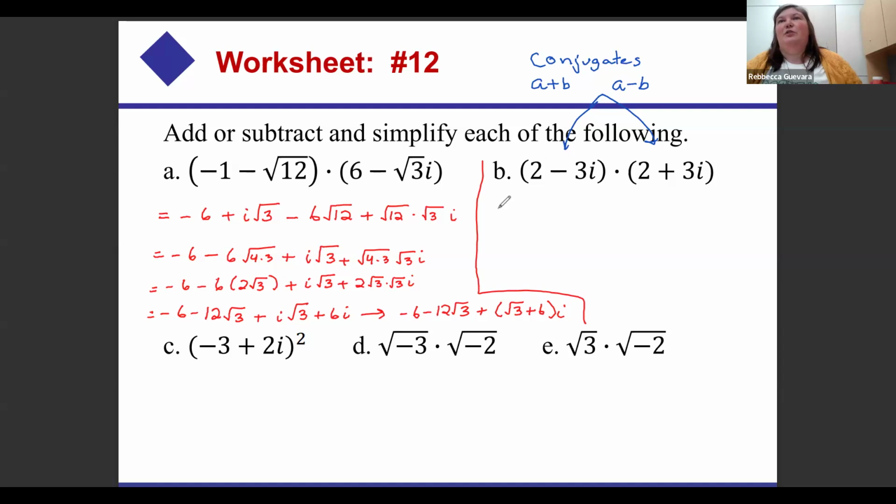So you're going to have 2 times 2, which is going to be 4. 2 times 3i, which will be 6i. Then we have a negative 3i times 2, so negative 6i. Then we have negative 3i times positive 3i, so that's going to be negative 9i squared. So you notice that these cancel out.